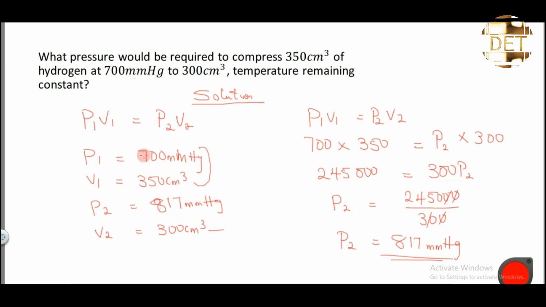So let's look at this. This is P1, the pressure is 700 millimeters of mercury and the volume is 350 centimeter cube. So as the pressure increases, the volume has decreased. As the pressure increased from 700 to 817, the volume decreased. And as the volume decreases, the pressure will increase. So this is an application of Boyle's law.